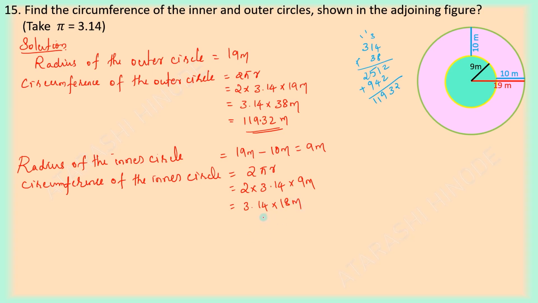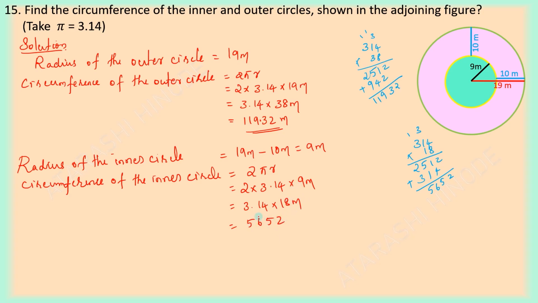Now let us multiply 314 and 18. 314 into 18. 8 fours are 32. 8 ones are 8. 8 plus 3 is 11. 8 threes are 24 plus 1 is 25. 1 four is 4. 1 one is 1. 1 three is 3. Adding 2, 5, 6. 3 plus 2, it is 5. That is equal to 5652.